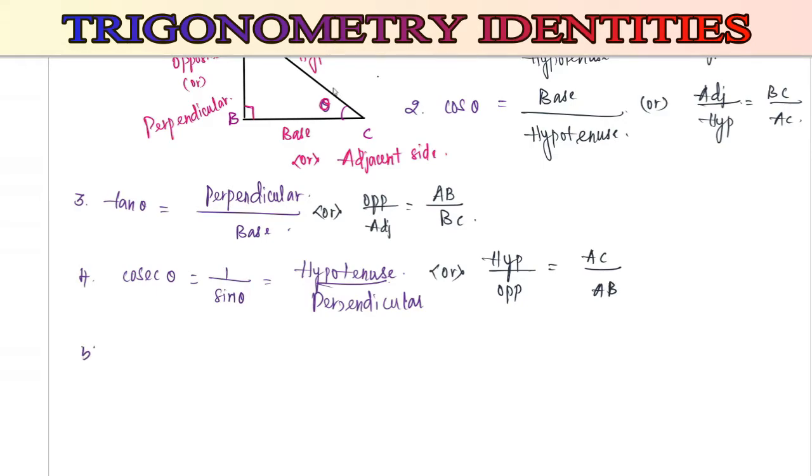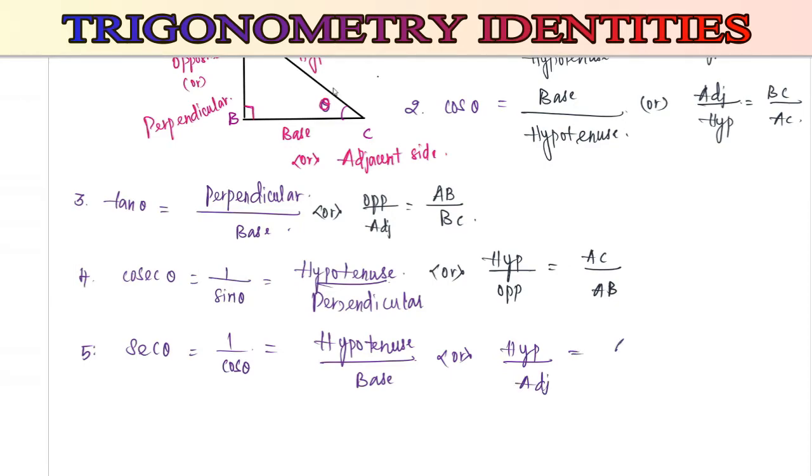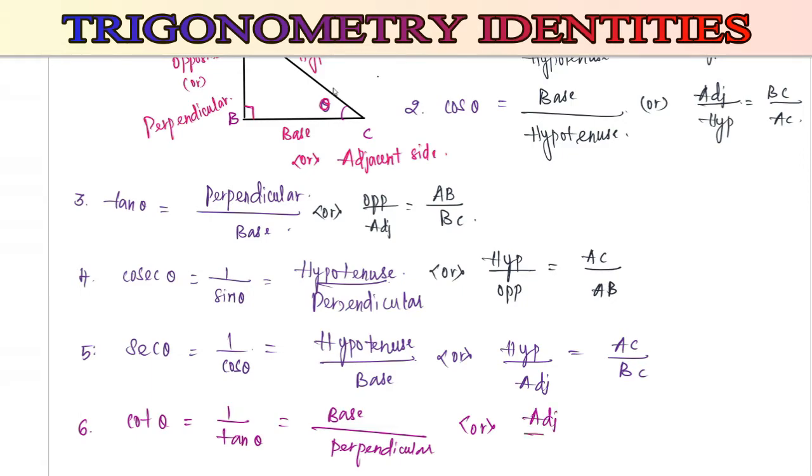The fifth one, secant theta is equal to the reciprocal of cos theta. So the inverse of cos theta is equal to hypotenuse side divided by base, or hypotenuse side divided by adjacent side, which is equal to AC divided by BC. Now the sixth one, cot theta. Cot theta is equal to the inverse of tan, base divided by perpendicular, or we can write it as adjacent divided by opposite side, which is equal to BC divided by AB.